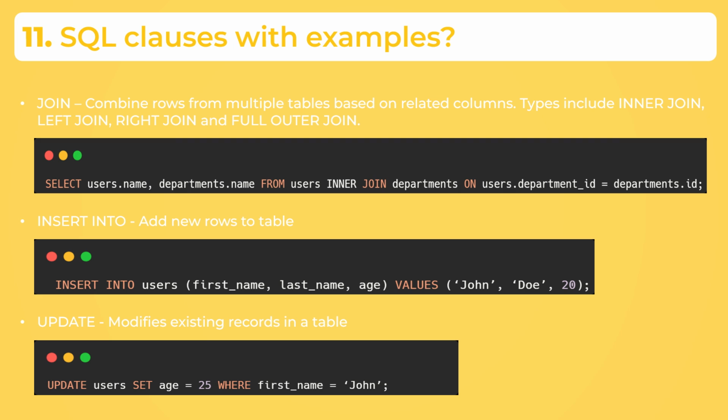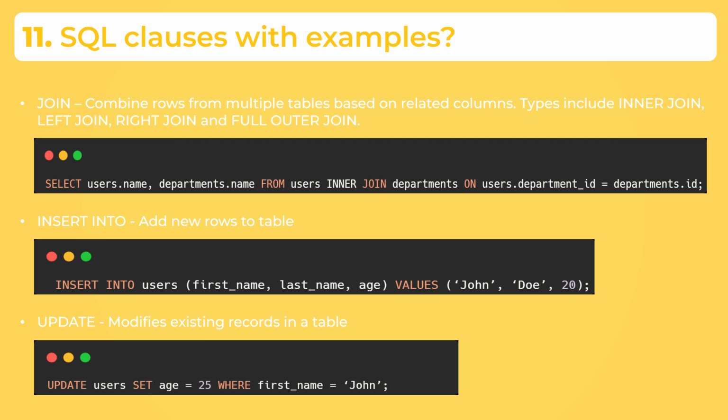Next one is insert into, add new rows into the table. This statement is basically used to add the data into the table. Take example, insert into users first name, last name, age, values John, Doe, and 20. So this basically inserts the record first name John, last name Doe, and age 20.